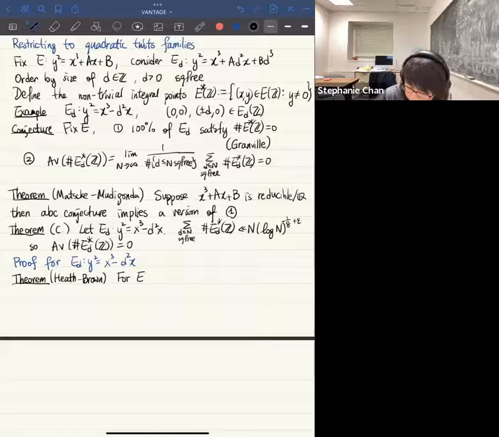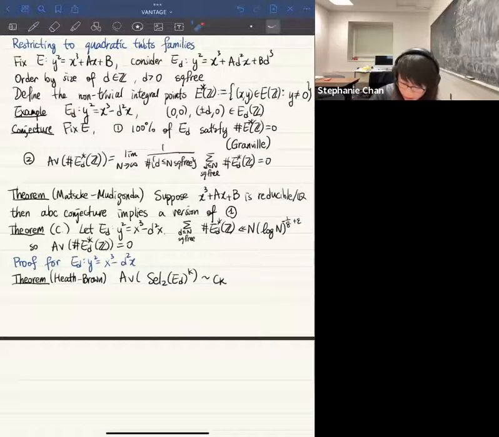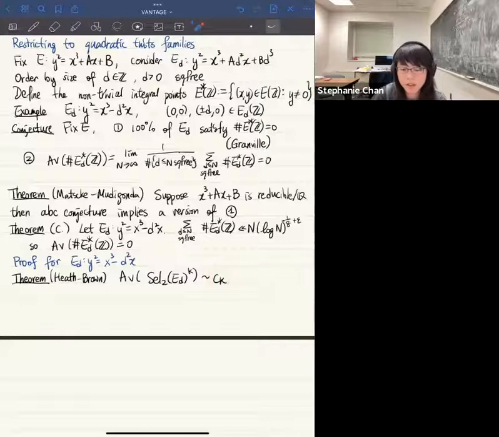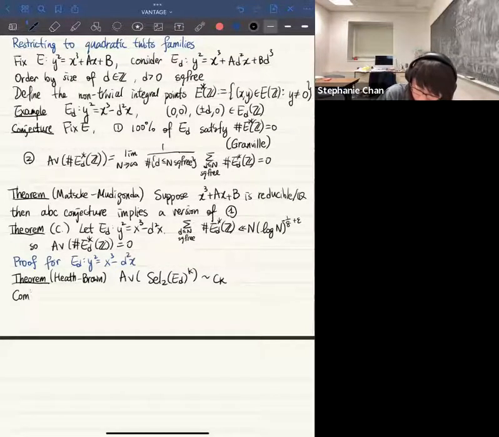For this specific family, he computed all moments of the two-Selmer rank. So the estimates for the kth moment for each k are computed very explicitly. There's a formula to find all these constants C_k in Heath-Brown's paper. So with this particular result, if we combine it with the known cases of Lang's conjecture, in particular, Lang's conjecture holds for a specific family.